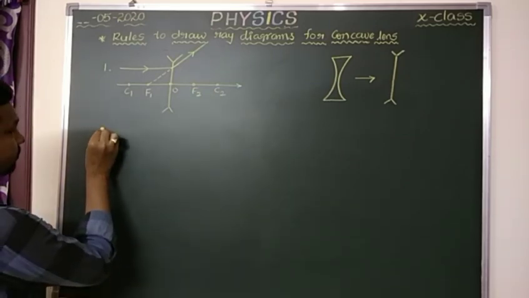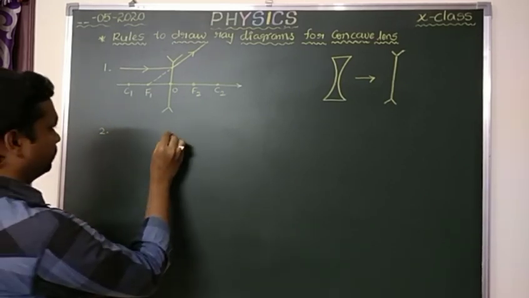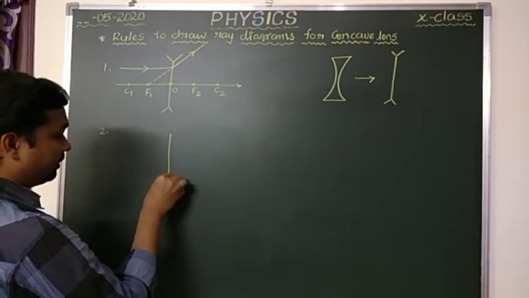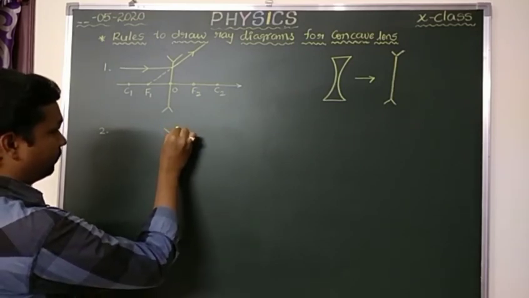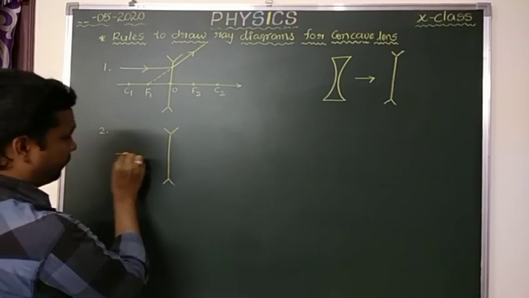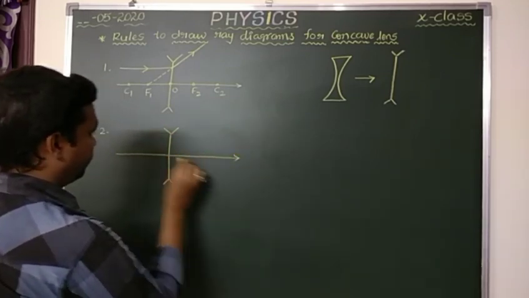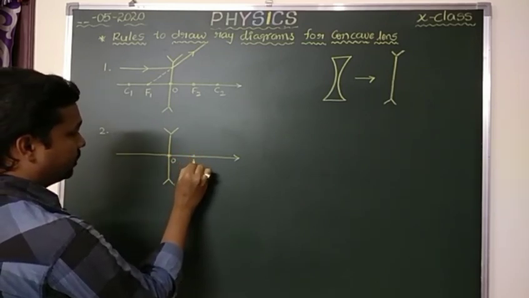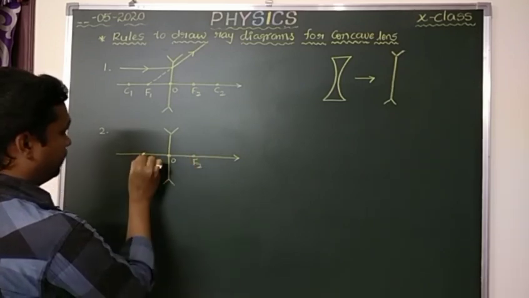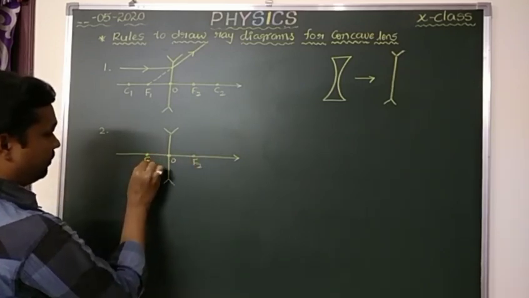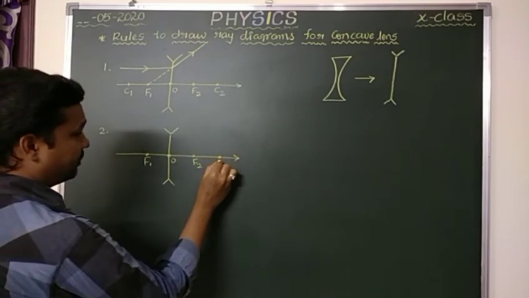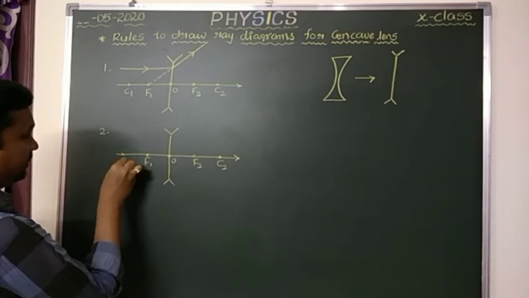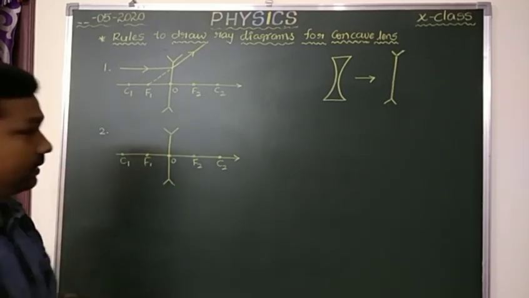Second rule. Again the representation is the same, so I am representing it again. This is the optic center. These are the focus points, and the centers of curvature, C2 and C1.